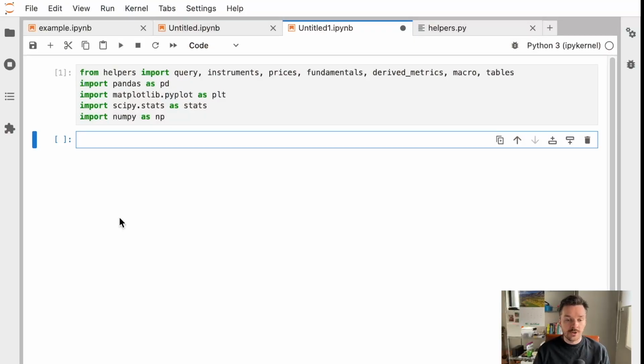So I just have a Jupyter notebook here. And this is going to allow us to dive into some data, and I can show you easily and quickly how a z-score works.